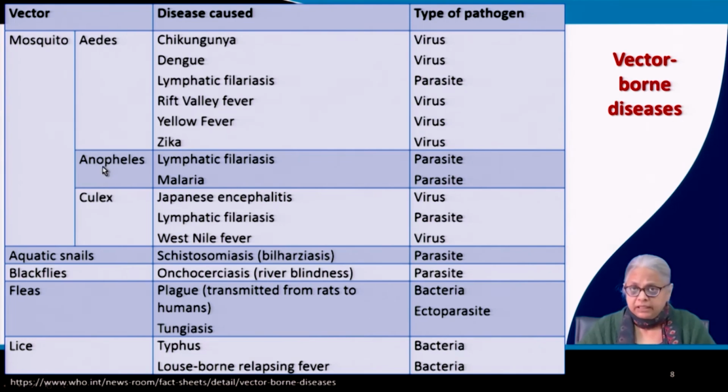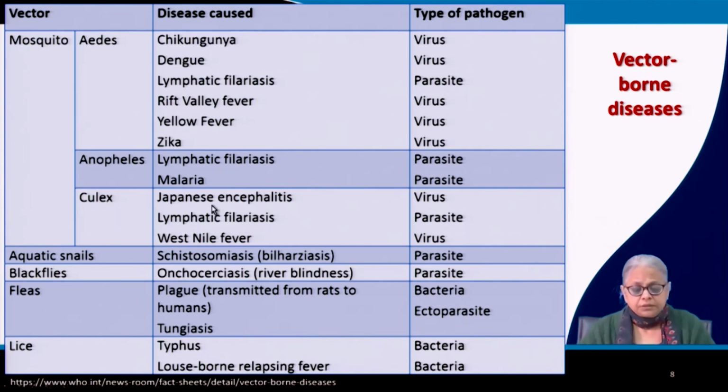Then you have Anopheles. The most common disease associated in India with mosquitoes is malaria, and the actual causative agent is Plasmodium. There are several species of Plasmodium, Plasmodium falciparum, Plasmodium vivax. All these are common malaria-causing agents that are carried by the mosquito and literally injected with a mosquito bite into a human being, causing this infection.